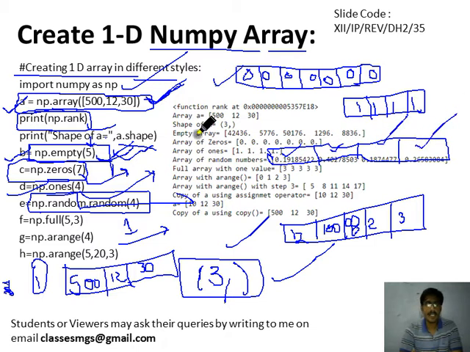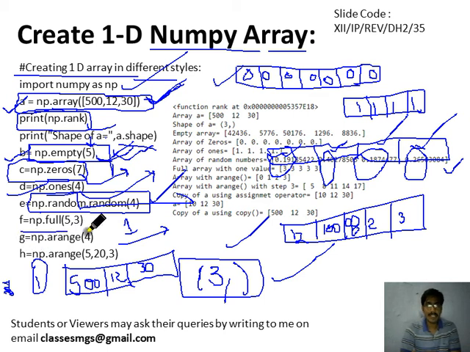What is the difference between np.empty and np.random.random? The empty method will also generate a numpy array of the same size, but it will have garbage values, or the range of the values will not be fixed. It may be any value, but in the case of the np.random method, the range of the values will be between 0 to 1 only. If you see here 0.19, here 0.40, here 0.18, here 0.26. So keep this in mind.